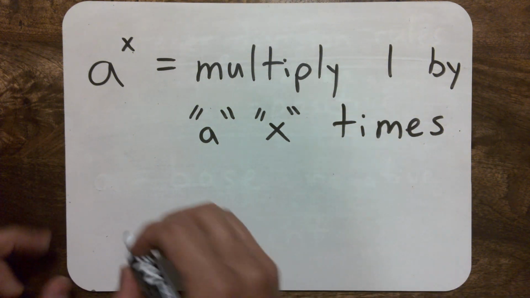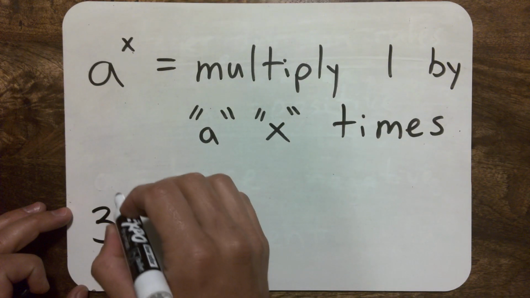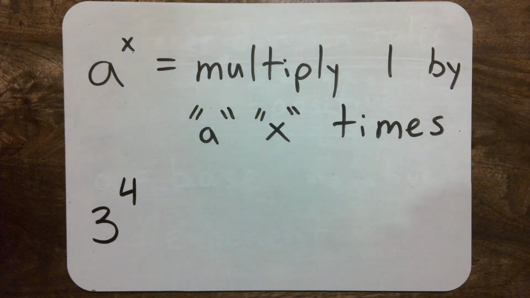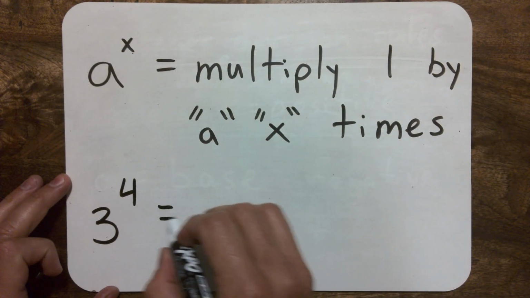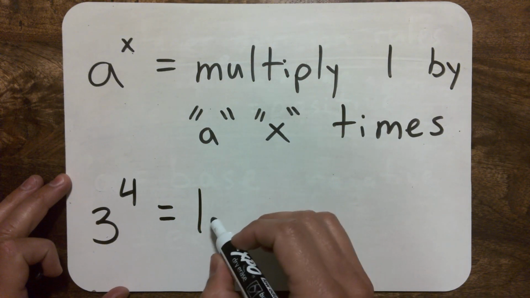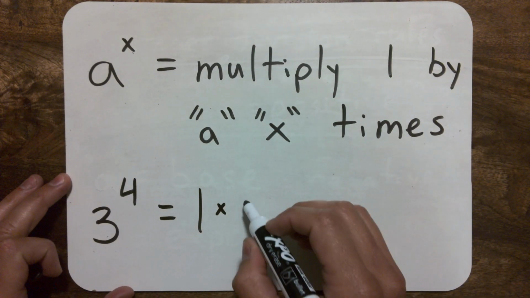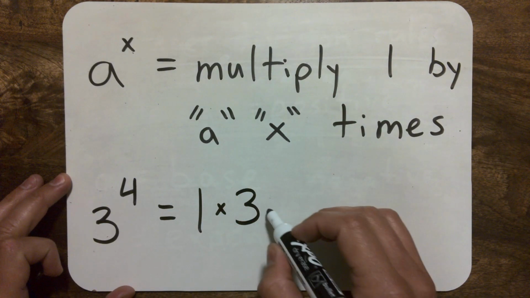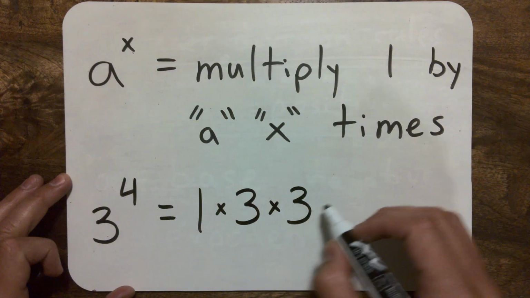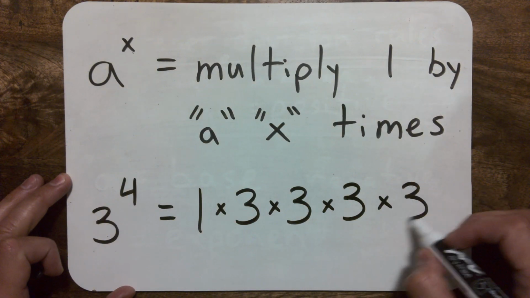So for example, if we see 3 to the 4th power, how we want to interpret this is 1 times 3 on 4 different occasions. So 1 times 3, that's 1 time, 2nd time, 3rd time, and then 4th time.